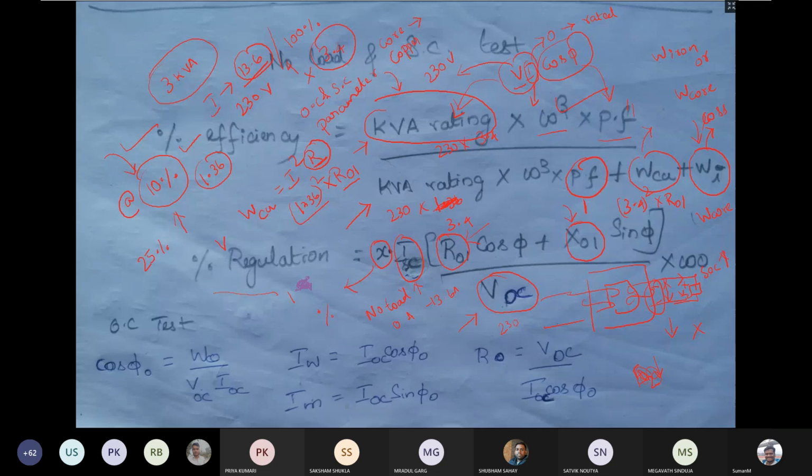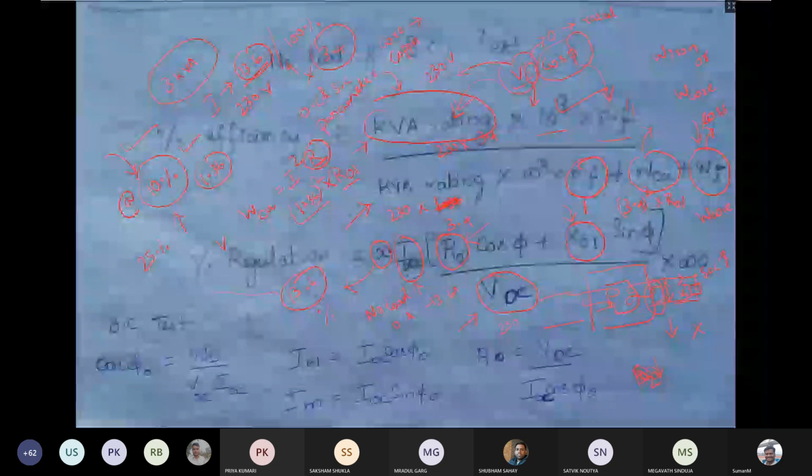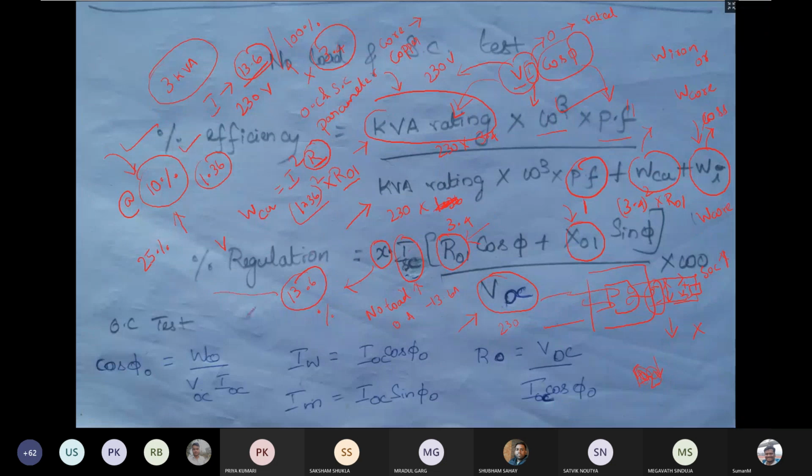So if you want to make 1% of the current flow through this, or 10% of the current flow through this, 10% means you have to multiply with 0.1. If it is 20%, you have to multiply with 0.2 for this X value. So if you just put X equal to 0.2, then it will be taking the 20% of the current. Then you can find the voltage regulation of that particular thing.